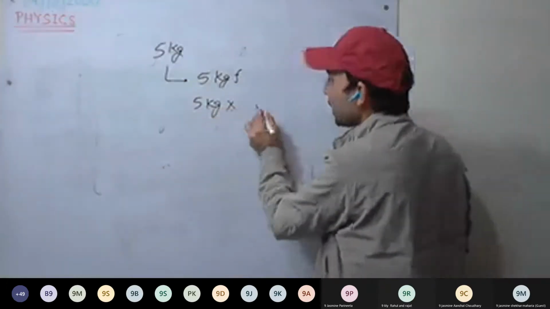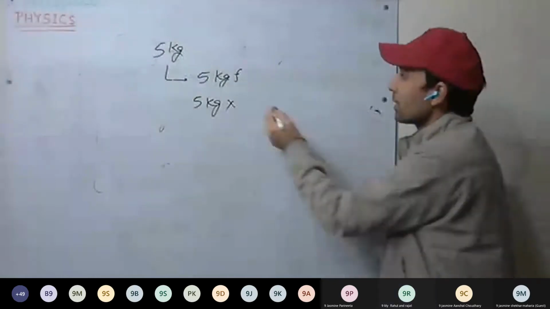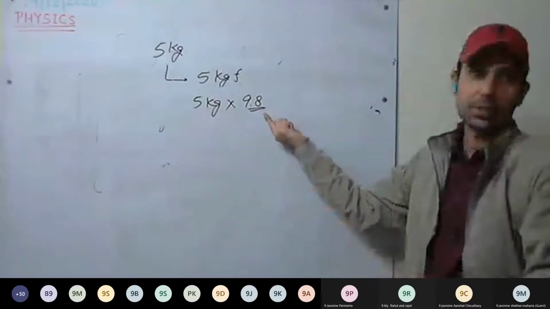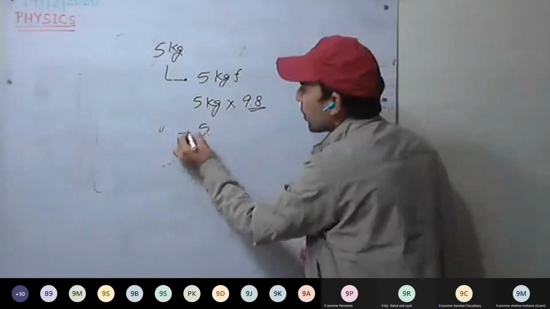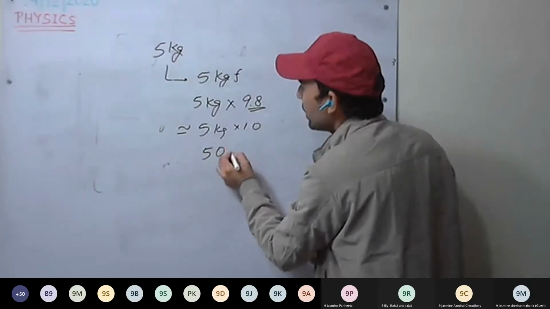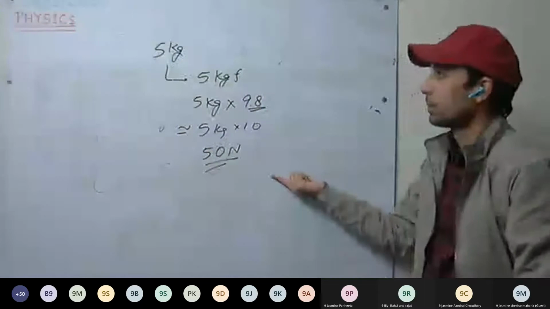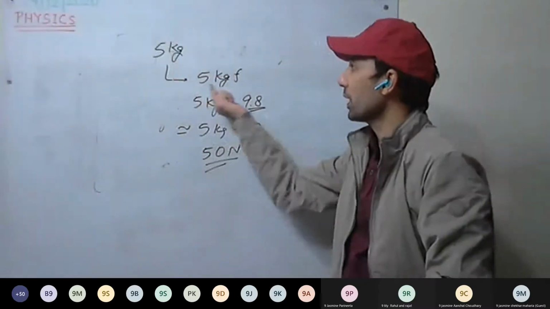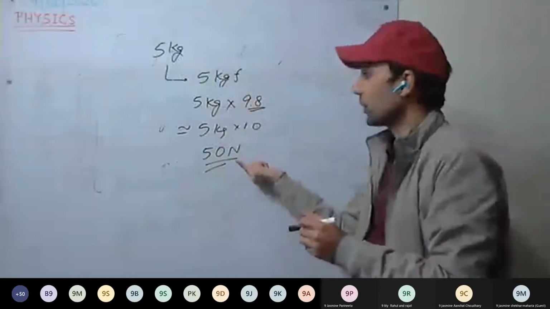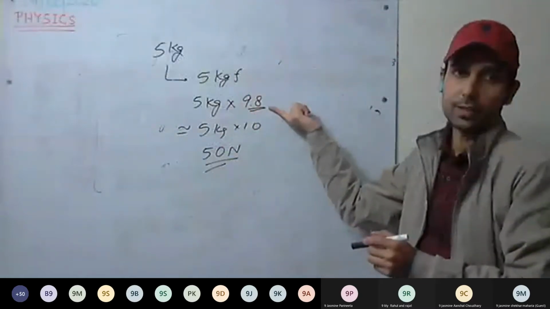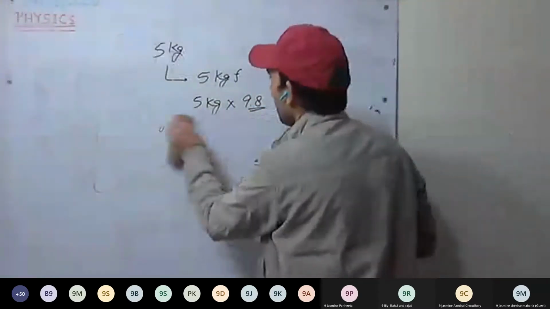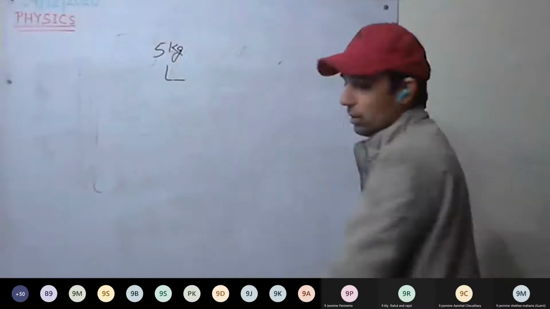5 kg multiplied with the acceleration due to gravity, that is 9.8. Mainly it is 9.8 on Earth, or equivalent to 5 kg into 10. So it will be 50 Newton. So a 5 kg body has weight 5 kgf. If we have to convert kgf into Newton, we multiply with 9.8, so multiply with g.